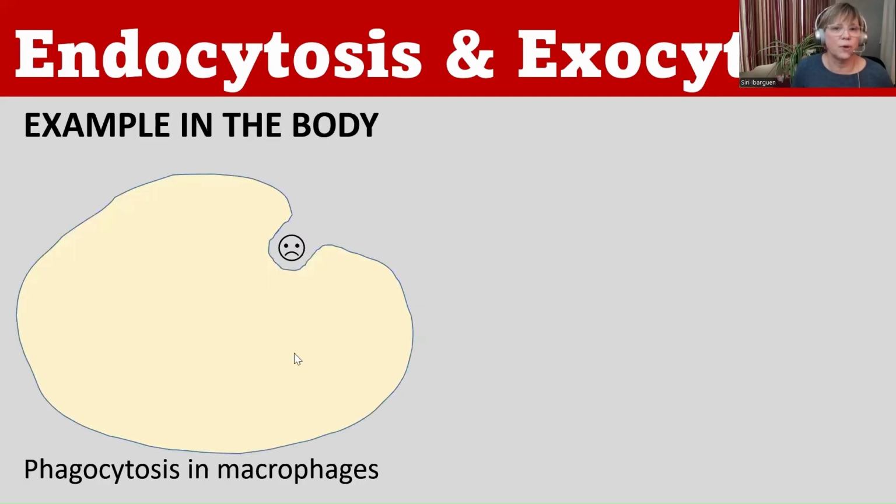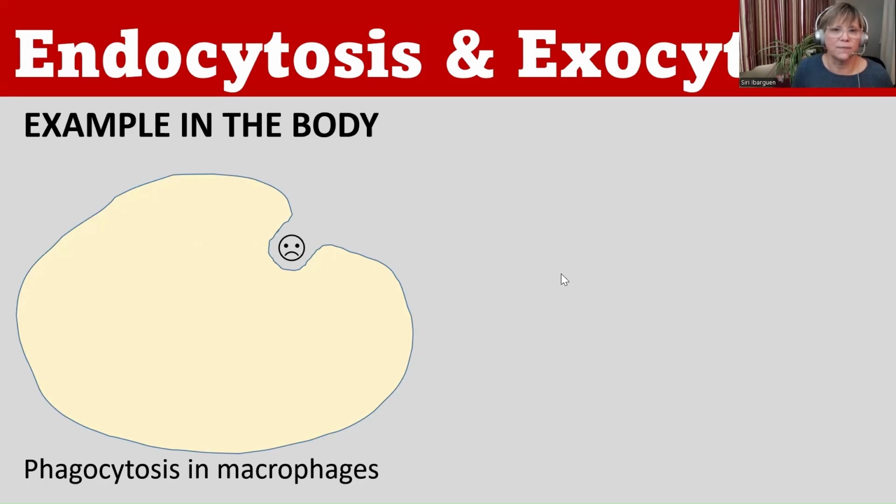An example in the body would be white blood cells that are trying to protect the body from any kind of potential pathogens. They can form these pseudopodia that surround any potential pathogens, and then they're going to eat them up. Lysosomes are going to come and fuse with the vesicle that has the pathogen, and then that pathogen is going to get digested.